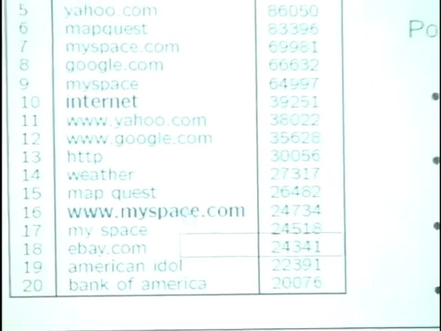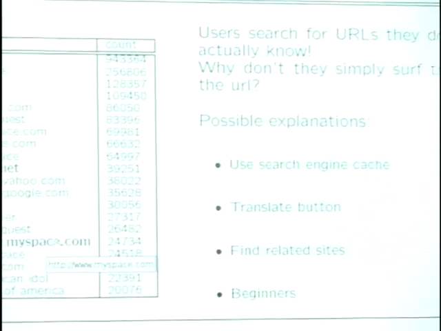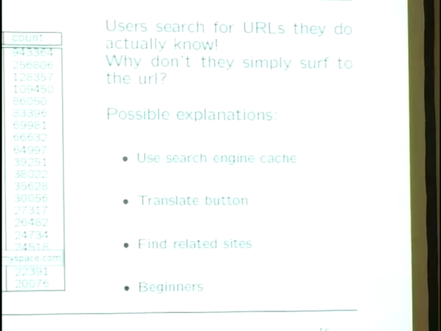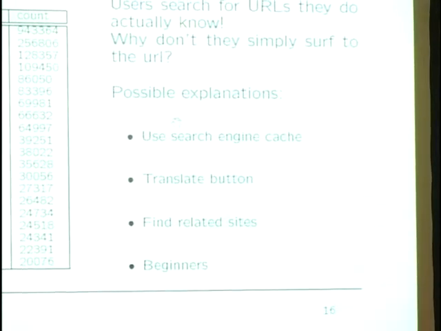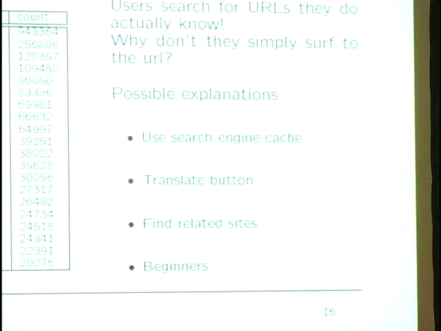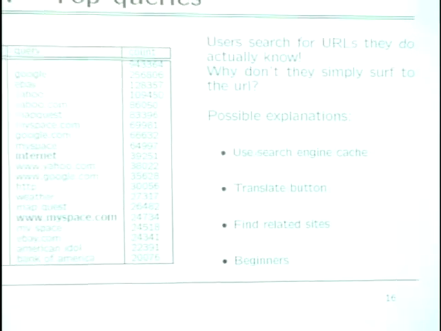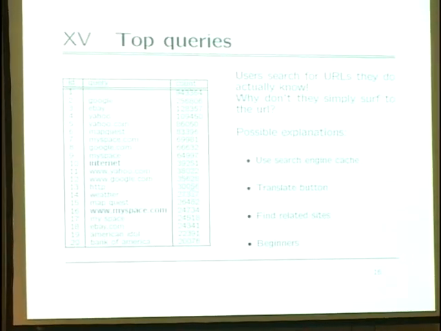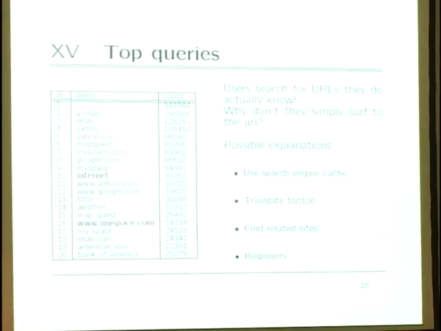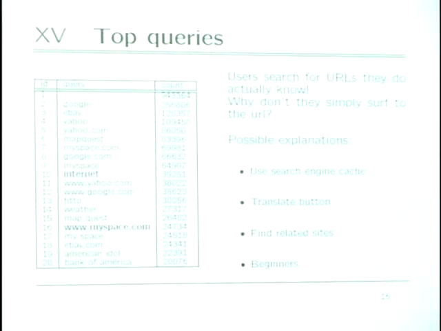What else is interesting, people are looking for URLs, for full URLs. So the question is, why are they searching for URLs they actually know? Why do they type them in the search bar instead of typing them in the address bar? There's a number of possible explanations. Of course, you might want to use the search engine cache, or you might want to use the translate button, or you might want to find related sites. But I don't believe that, you don't want to translate Google or something like that. Maybe it's due to the fact that these are beginners and they are not aware of the difference between the search bar and the address bar. They use it maybe for the same purpose.